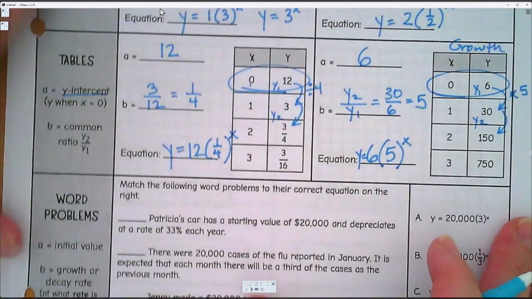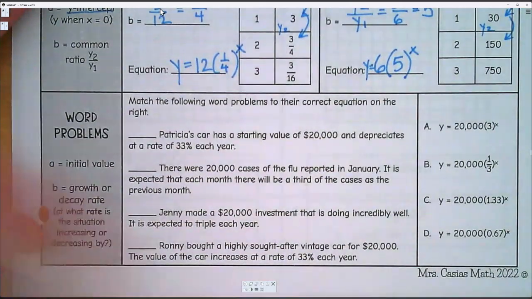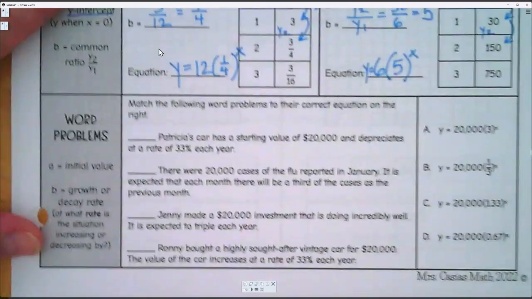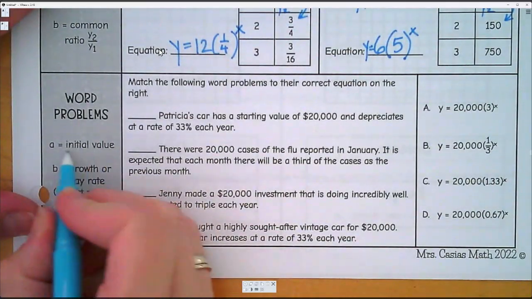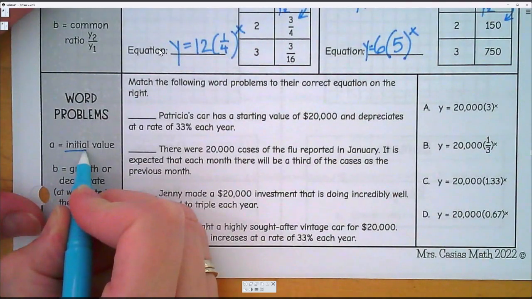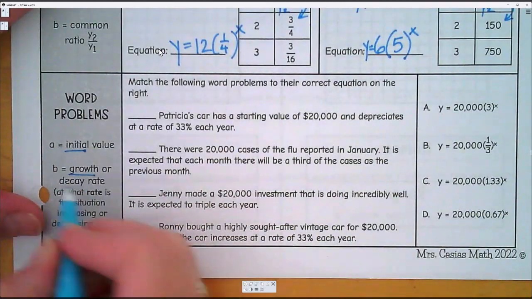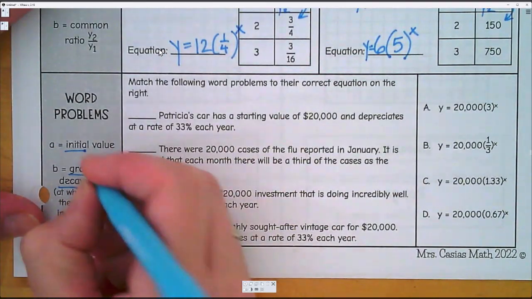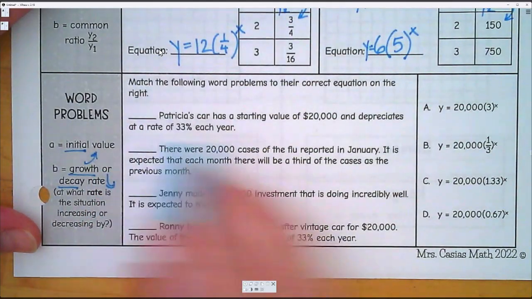All right. Now, couple problems at the bottom are going to be word problems, and you're just really matching here. This is kind of an easy intro to the word problems. So the A is always going to be the initial or the starting number, the starting value. And then the B is going to be how much I'm growing or decaying by. Growing is going up, decaying is going down. So let's look at the first one.